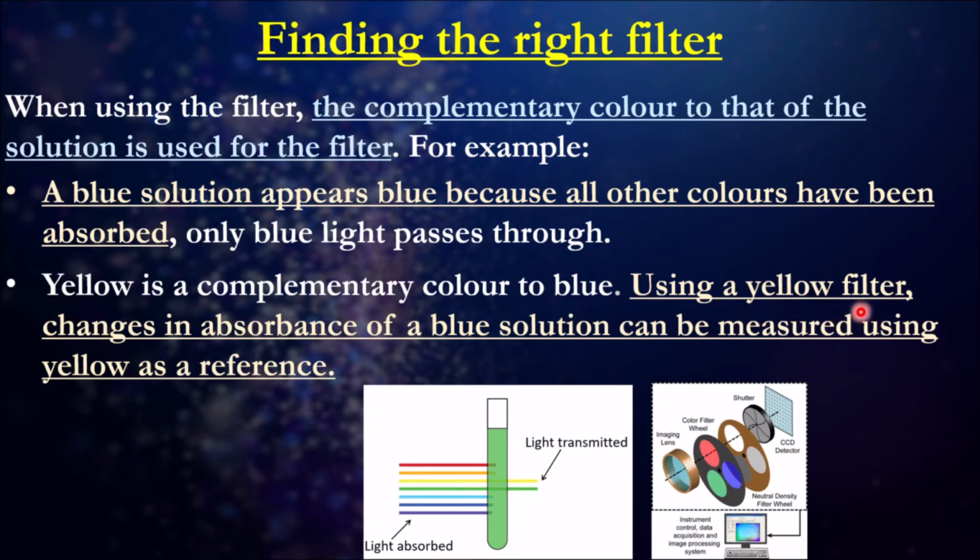Using a yellow filter, changes in absorbance of a blue solution can be measured using a yellow reference. So, for example, if I decrease the amount of yellow I have in my solution, that technically represents an increase in the color blue. It's kind of hard to show there.